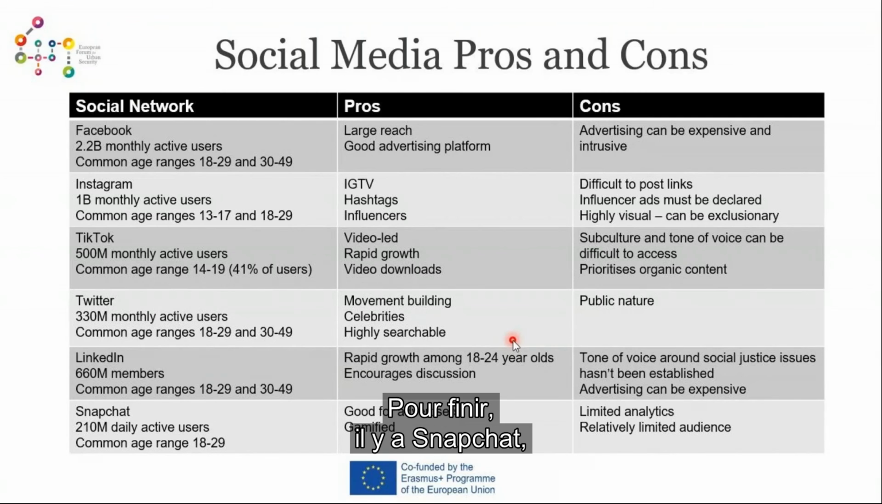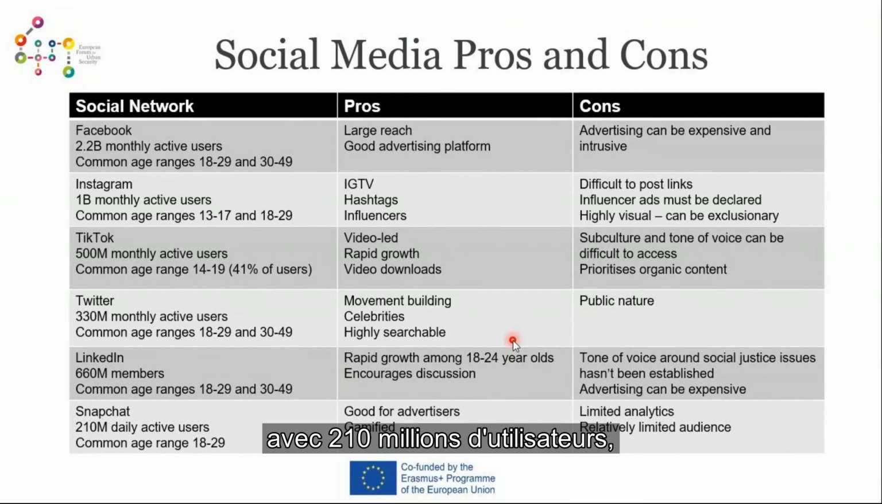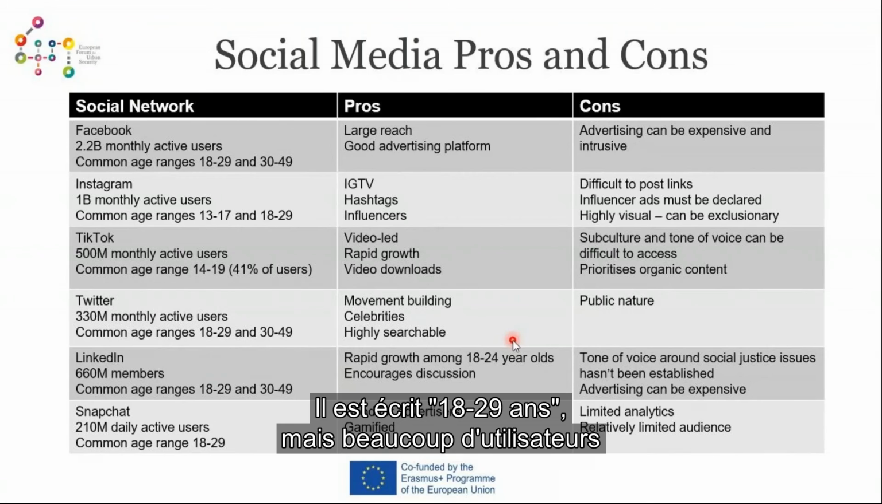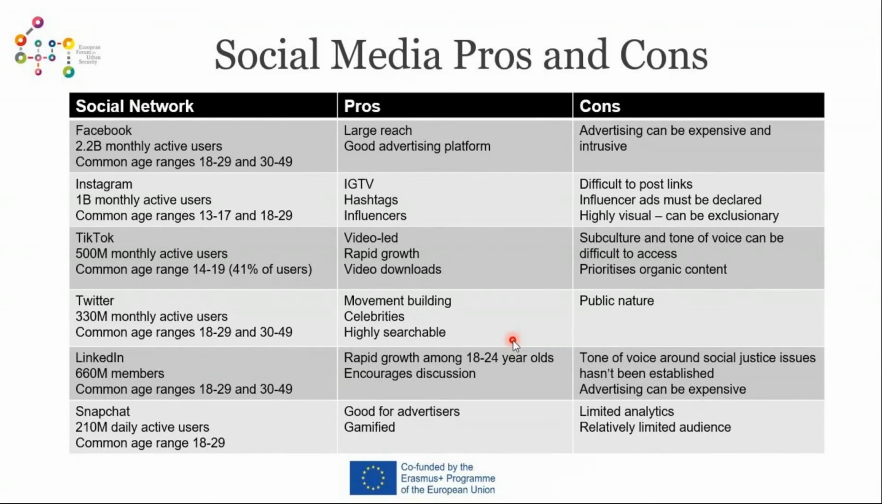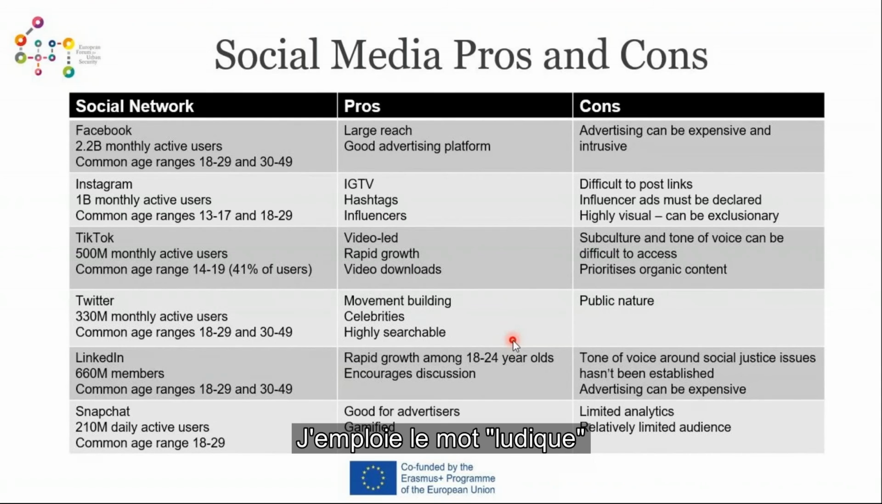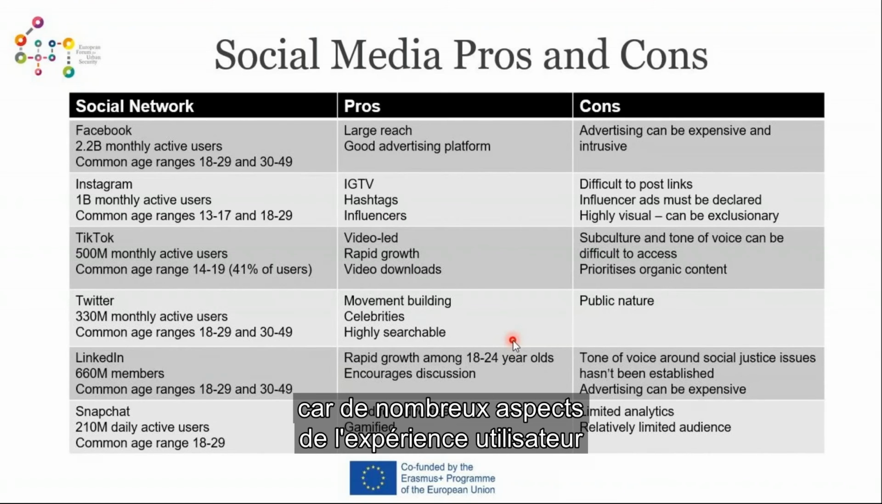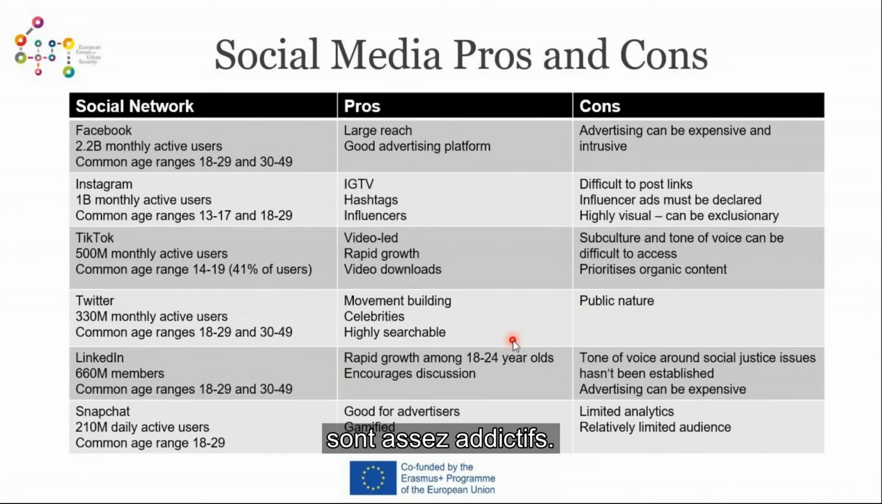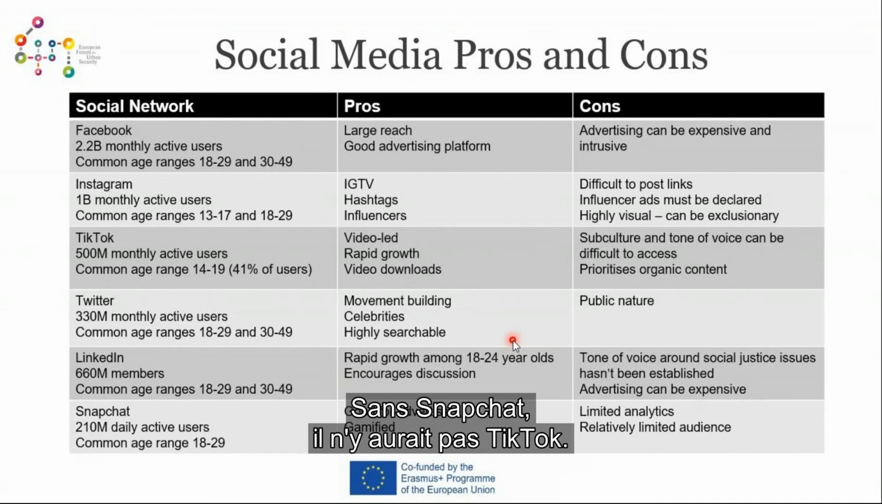Then you have Snapchat. So 210 million daily active users. This is a very, very millennial platform. It says 18 to 29, but actually a lot of people on Snapchat are sort of 25 to 29. Good for advertisers, and it's highly gamified. And what I mean by gamified is that they've got lots of little user experience aspects that mean that it's quite addictive.